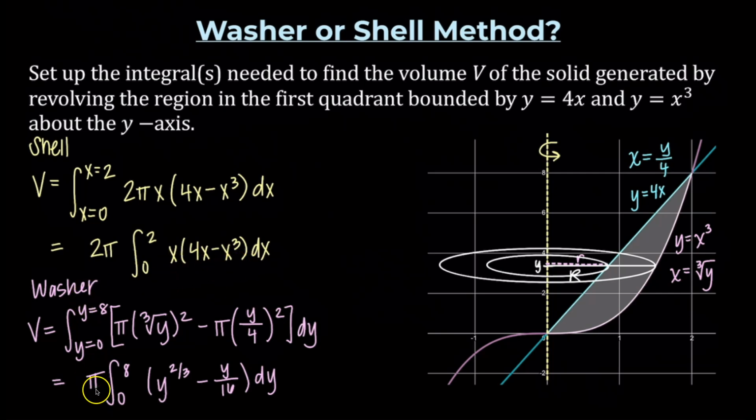For the washer method, we have pi times the integral from 0 to 8 of y to the 2/3 minus y over 16 dy. So still not a terrible integrand to work with, but the washer method maybe is a little bit more work because we needed to rewrite the functions as functions of y instead of what we were given, functions of x.